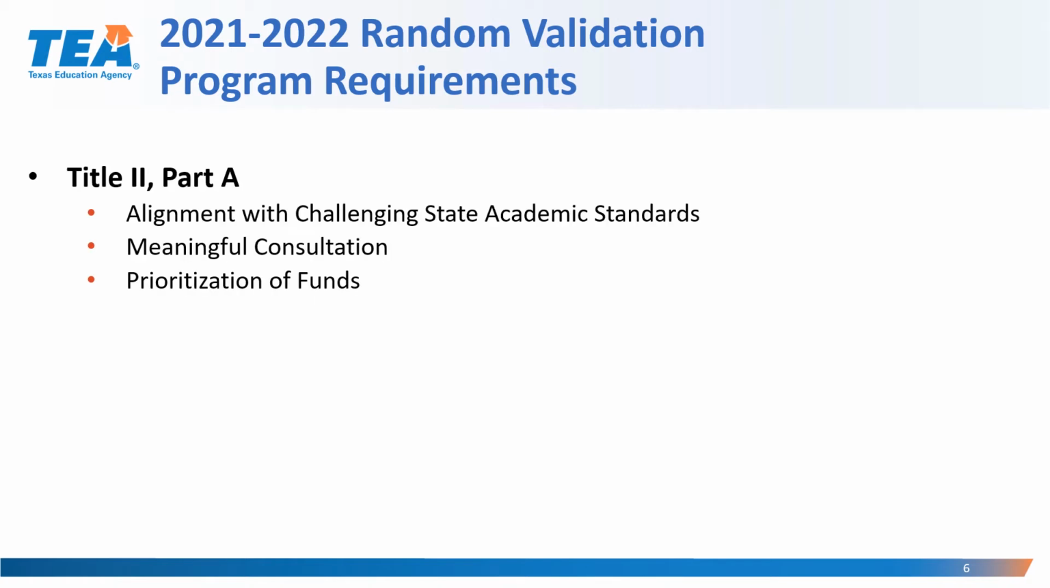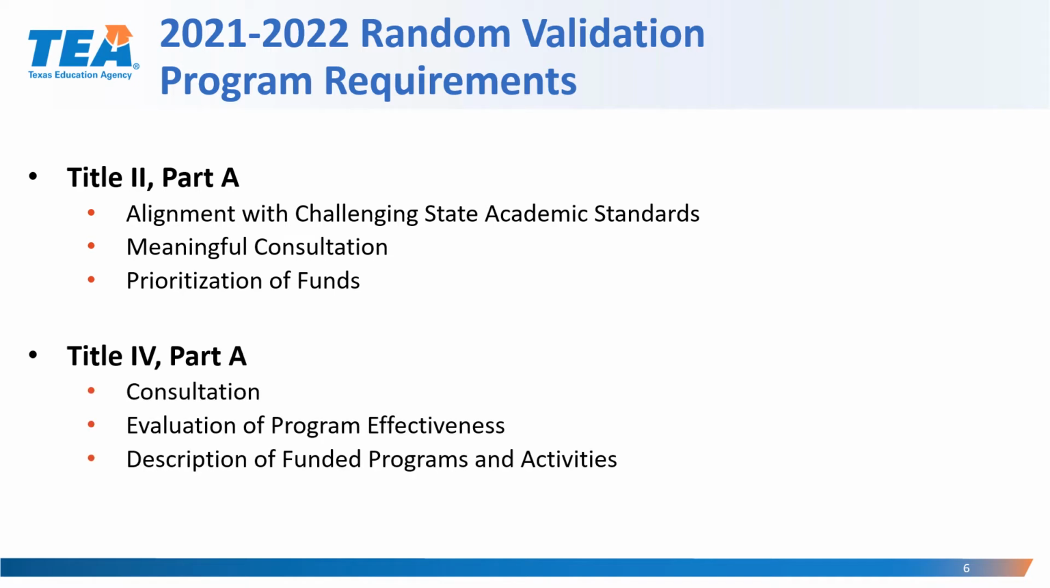For Title II Part A, the 3 program requirements selected include alignment with challenging state academic standards, meaningful consultation, and prioritization of funds. The 3 program requirements selected for Title IV Part A include consultation, evaluation of program effectiveness, and description of Title IV Part A funded programs and activities.